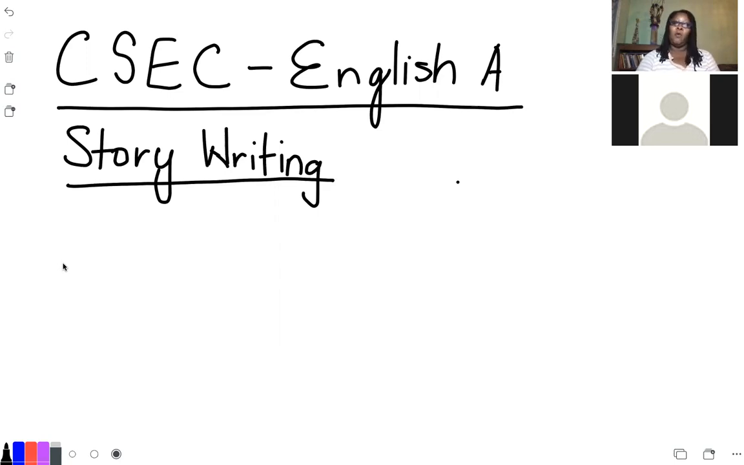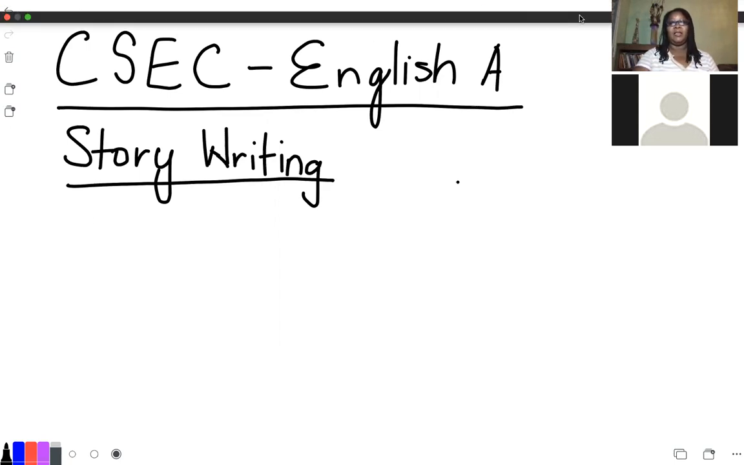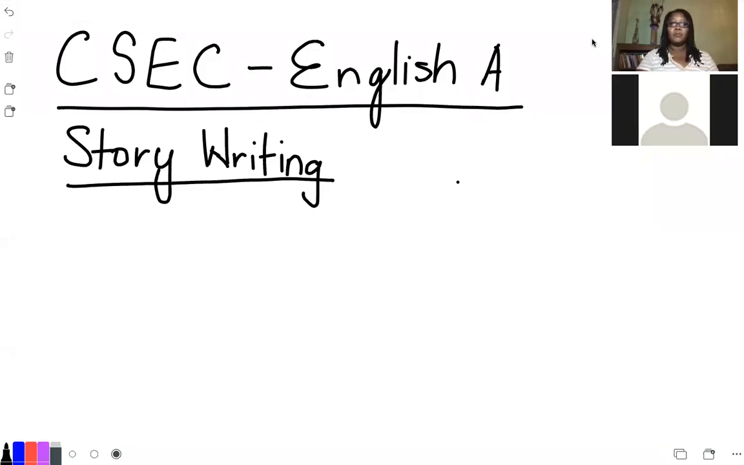And English A, or English language, is one of the subjects that tends to be a bit problematic for students. So we're going to be looking at story writing, which is a problem topic. We're going to be doing this in 4 parts, as I said. In part 1, we're going to be looking at the elements of a short story, especially the one that has to be written in the exam.